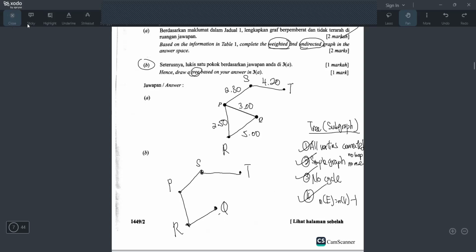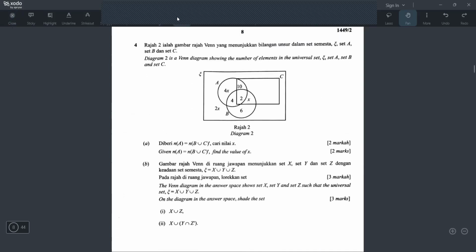So that's how you do it lah. Okay, you get 1 mark for the 3, and that's all. Let's continue with number 4.